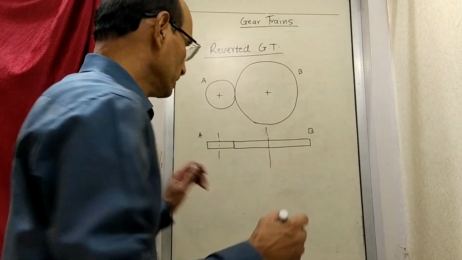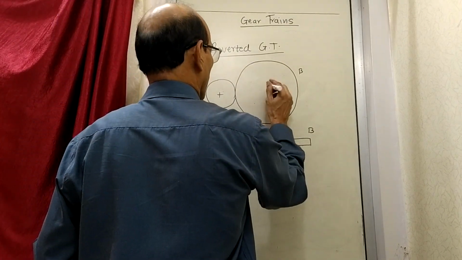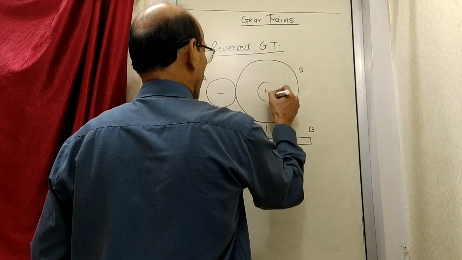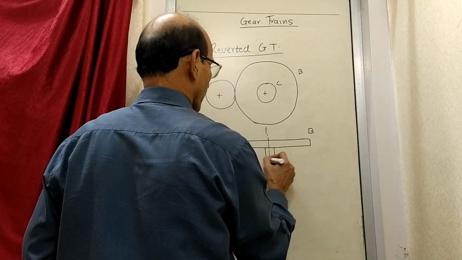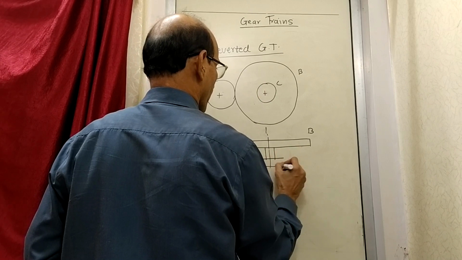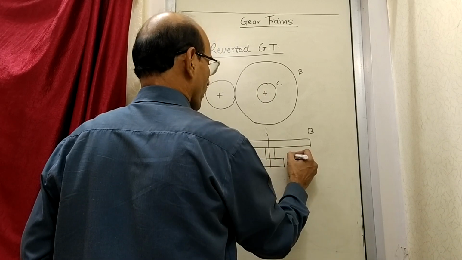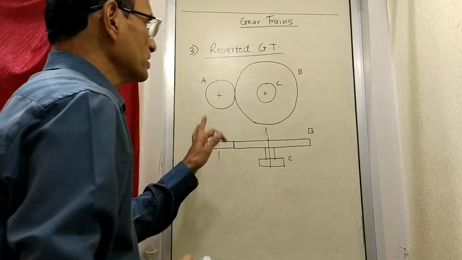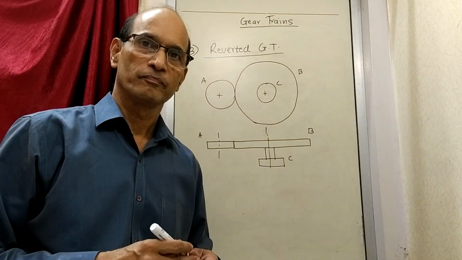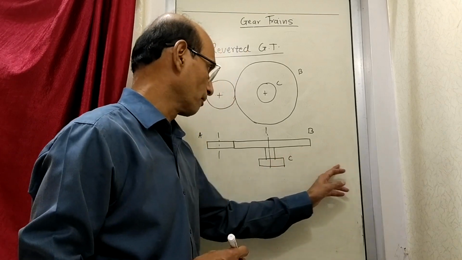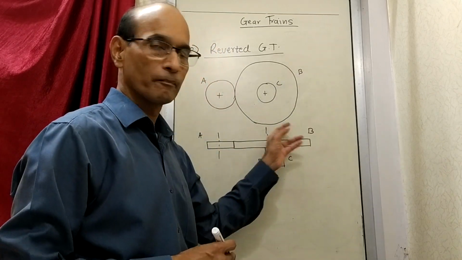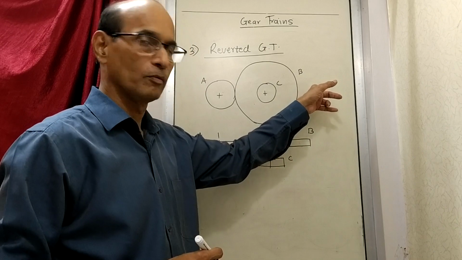Gear A, gear B. Then there is gear C here, which is here. So up to here it is just like a compound gear train. Now the difference is gear D. Last time gear D was here. Gear D was here, so the axis of gear D was somewhere here.